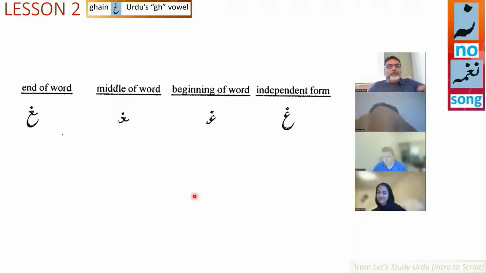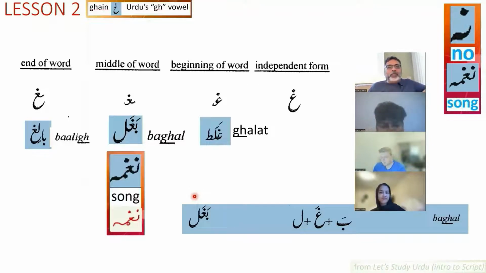Then we have the same slide here, and I have some word examples where the letter ran shows up. Of course, we have the word naghma. So this, I think, says ghalat. This says baghal. And then this says baligh. Baligh means, I think, an adult. Okay. All right. So ran.